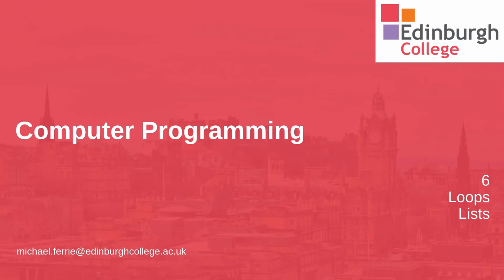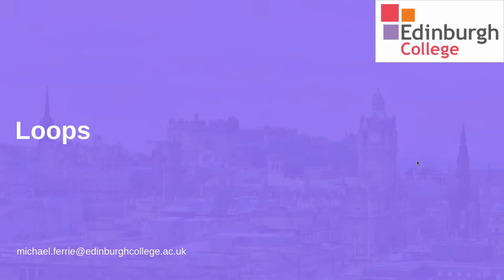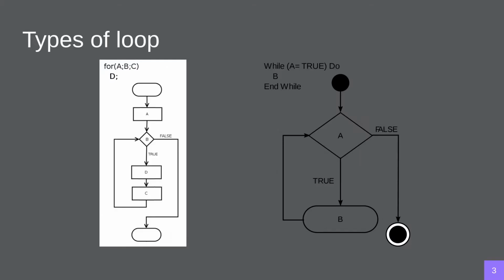6 of computer programming, and this topic is 2 L's, loops and lists, okay? Double L. So first of all, loops in Python. The good thing in Python is that there are only 2 types of loop, okay? There is a for loop, and that's for a specific set of conditions, and there is a while loop, and that's while we're waiting for something to happen, while we're waiting for the condition to be true. And that's it. That's the only 2.